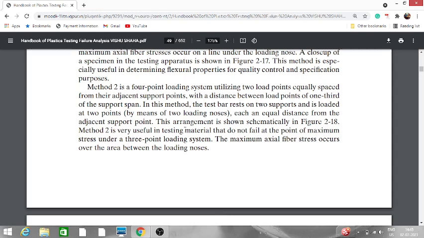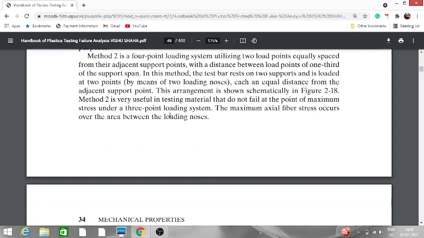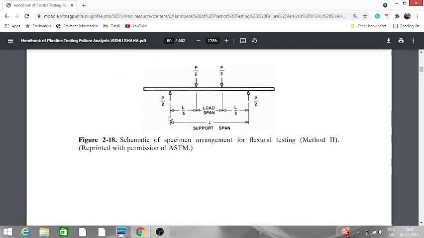Method 2. It is very useful in testing materials that do not fail at the point of maximum stress under a 3-point loading system. The maximum axial fiber stress occurs over the area between the loading noses. Schematic of specimen arrangement in flexural testing. So this is the support span, this is the beam.